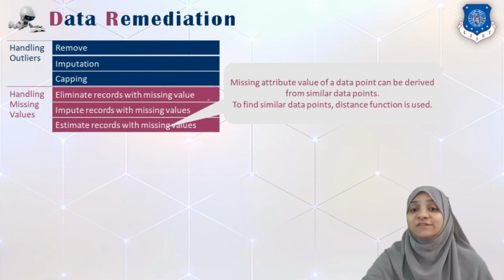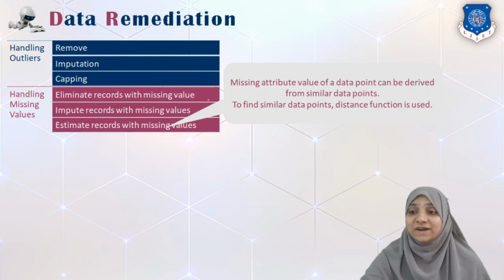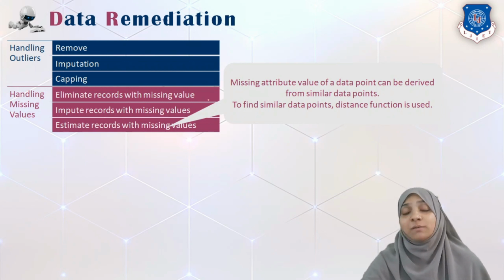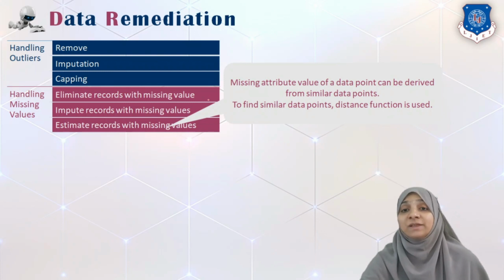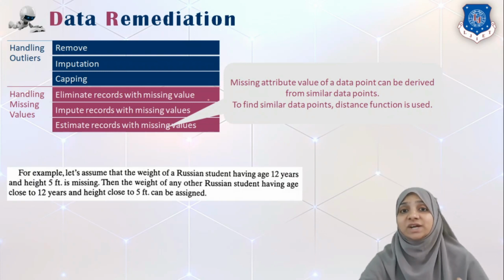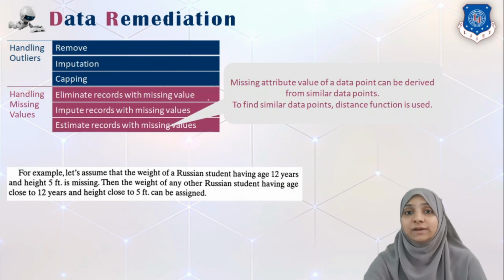And the last one is to estimate the record with missing values. Missing values can be estimated from other similar data points, that means those data points which are nearer to it, records having closer attributes. Say, for example, we are missing the weight of a Russian student, 12 years old and having a height of 5 feet.